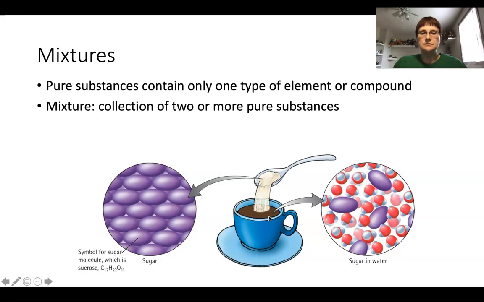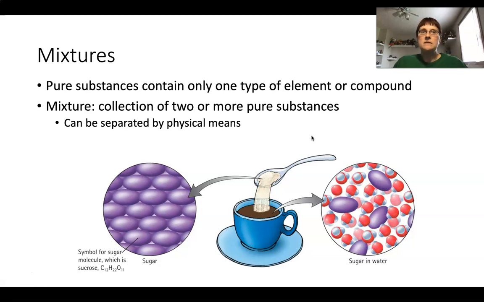So a mixture is a collection of two or more pure substances. It can be elements or compounds. Usually when we're looking at mixtures, we're looking at compounds. But for example, an alloy where you've got multiple metals, that would be considered a mixture because you've got multiple elements that have been mixed together, but they aren't bound together as a compound.